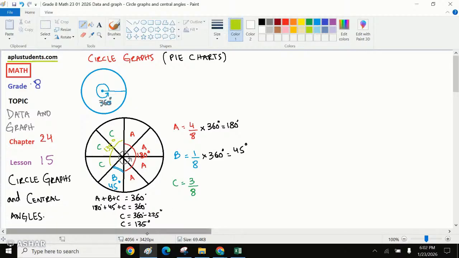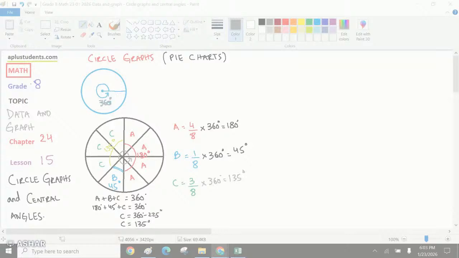We can do it through the addition of the angles because we know the sum, or we can do it through this method also. 3 multiplied by 360 divided by 8 would come out to be 135. Okay, so a pie chart is basically the representation of data in a circular pattern, right? In a circle. Okay, so let's look at a question. Let's have a look at a question and see what we can do in this.